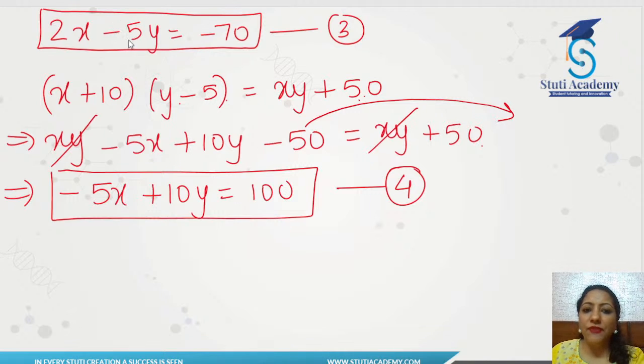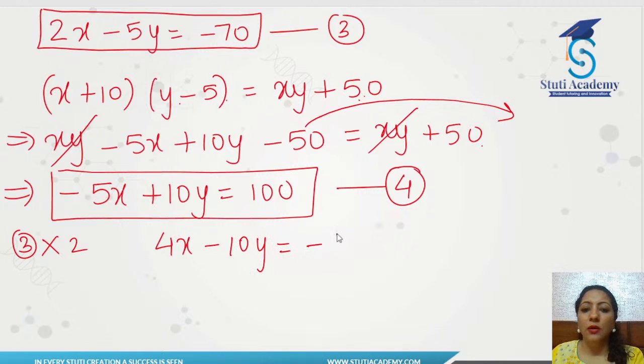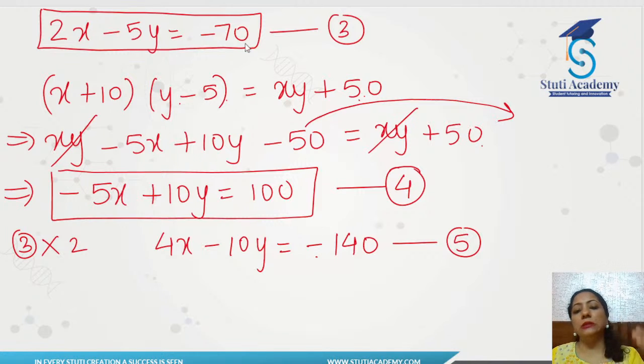As we can see, we have 5 here and we have 10 here. So we can multiply the third equation by 2. If we multiply this by 2, we'll get 4x minus 10y is equal to minus 140. The fourth equation I'm writing as it is. This is the fifth equation, which we have got by taking the third equation and multiplying throughout by 2.